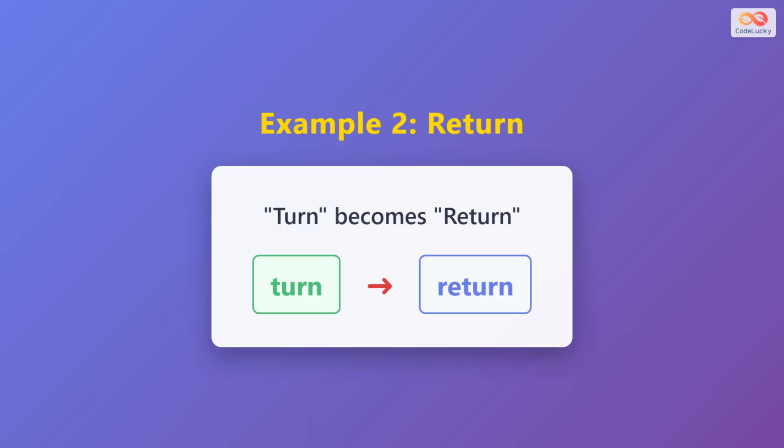Second example is return. The base word is turn. Turn means to change direction. Return means to turn back or go back to where you started. You return home after work.